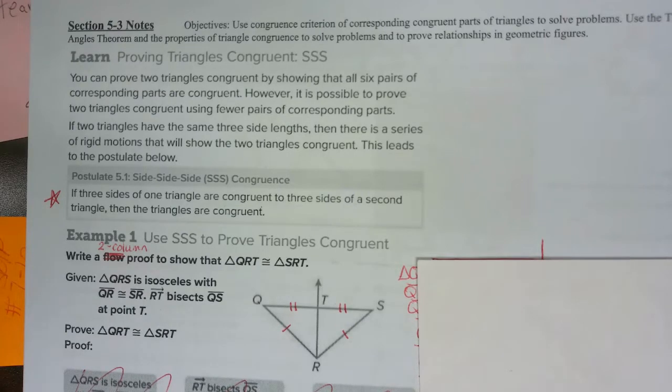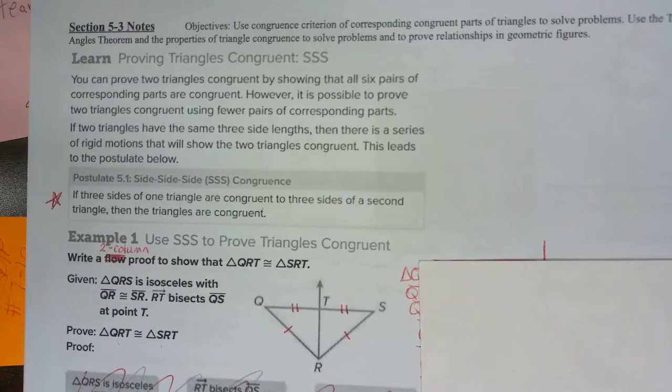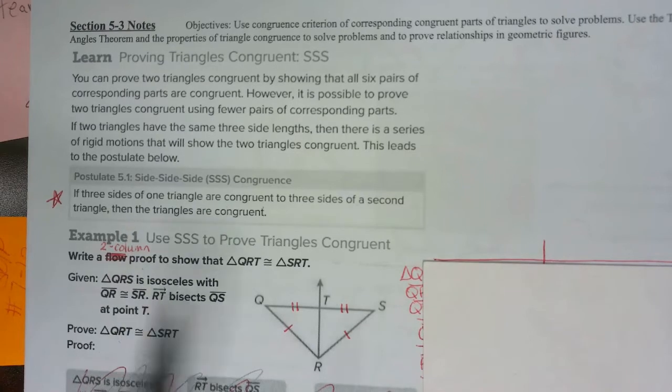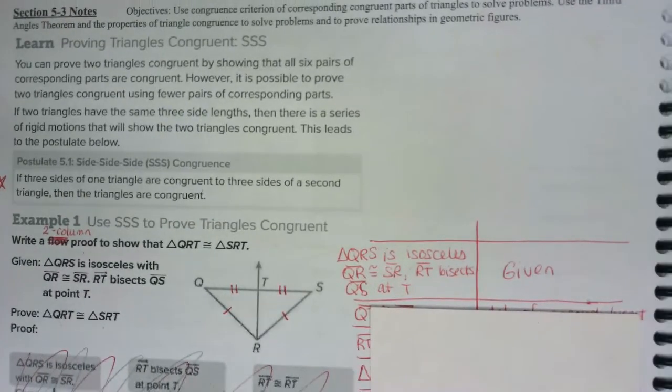That's our shortcut we can use instead of proving all corresponding parts are congruent like we had to in the last section. So on this first example, they're going to give us some information, and we're going to have to prove the two triangles are congruent. We are not going to use the flow chart that you see below there, so we're going to make our own T-chart proof. So go ahead and make your T-chart, and then you're going to want to copy all that given information over there in that first row.